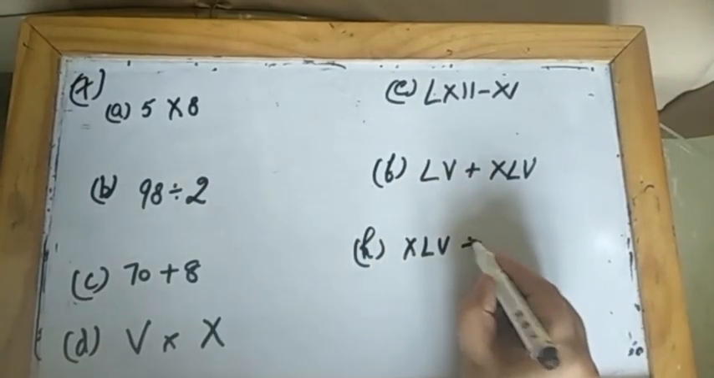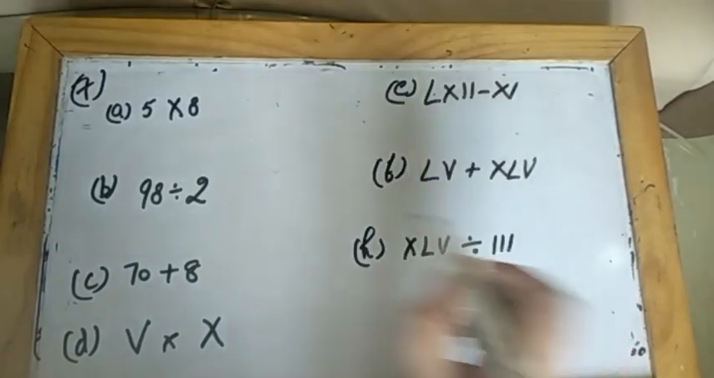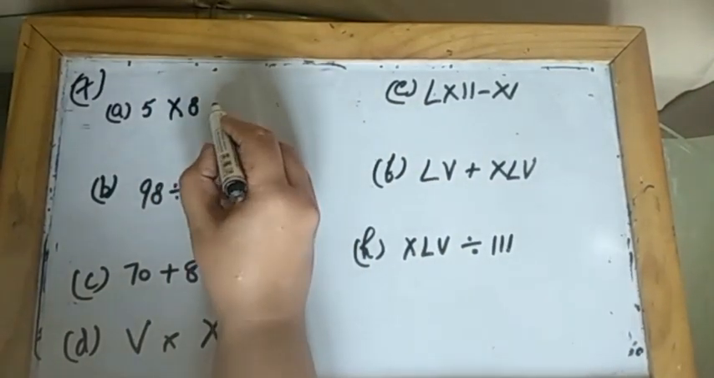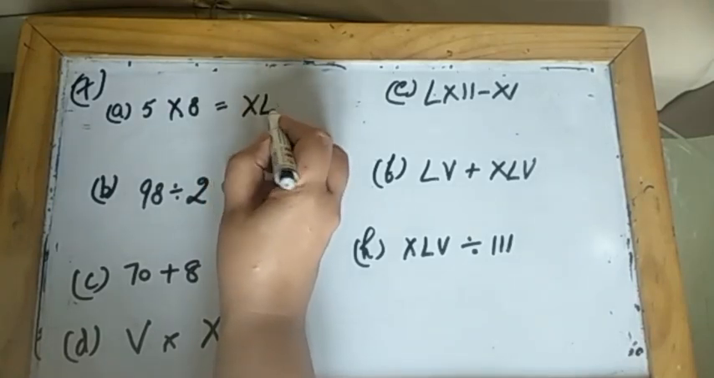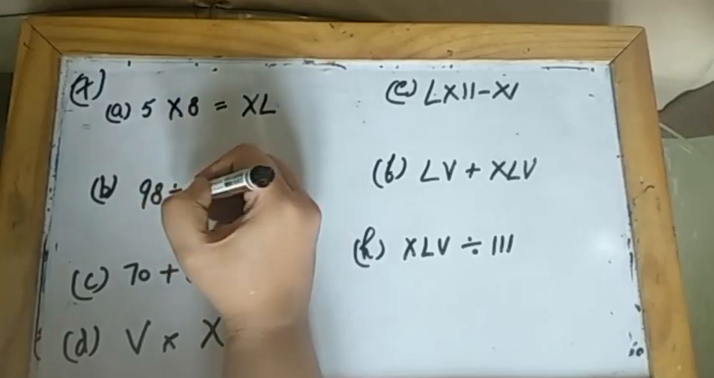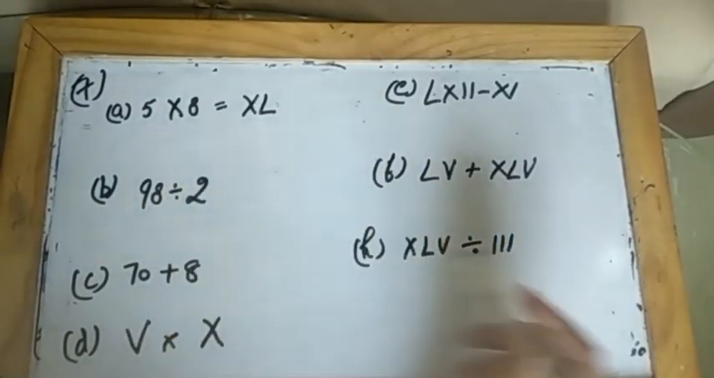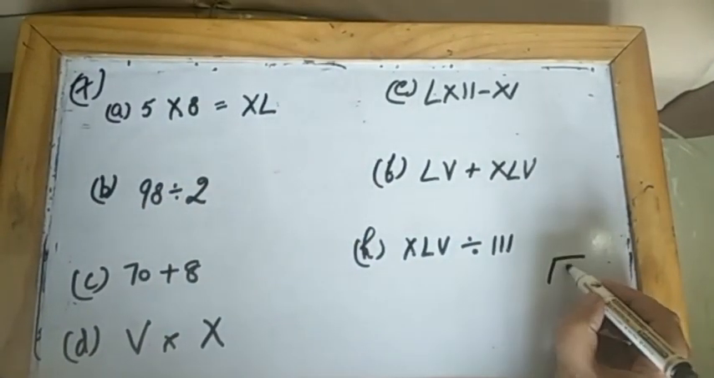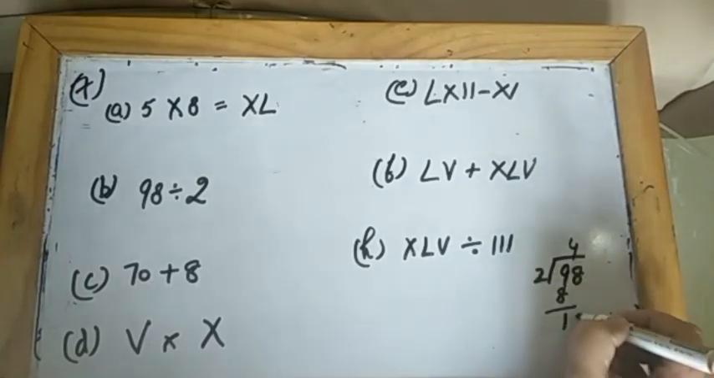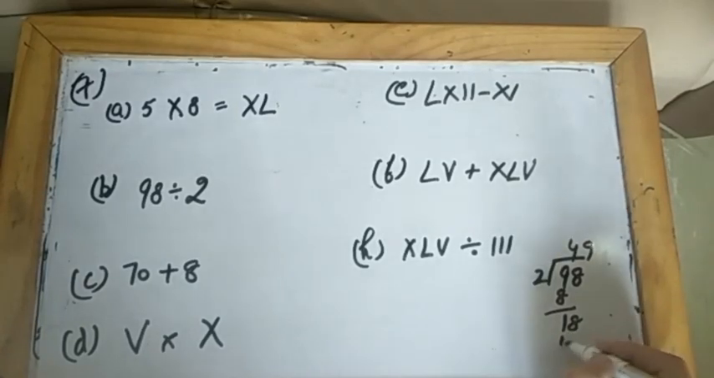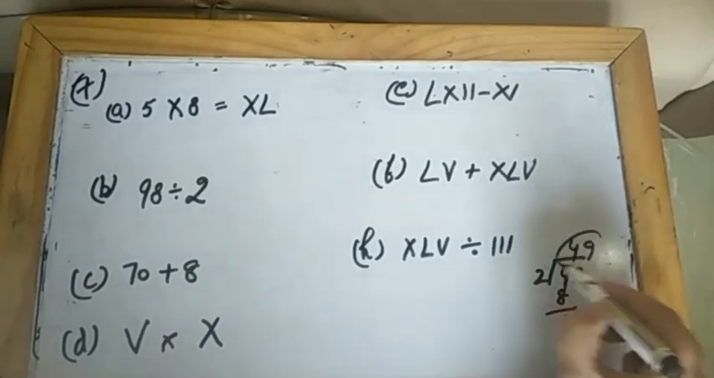XLV divided by 3. Okay, now 5 8s are what? 5 8s are 40. But you are supposed to write the answer in Roman numerals, so you write Roman 40. Now 98 divided by 2. If you don't know the answer, you can divide it first. 2 4s are 8 and 2 9s are 18. So the answer is 49.